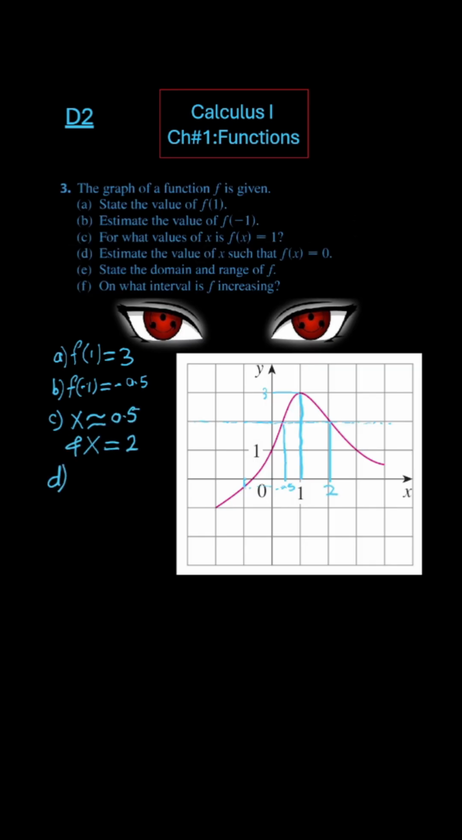For part D, we estimate the value of x such that f of x equals 0. This occurs where the graph crosses the x-axis. From the graph, the curve crosses the x-axis slightly to the left of 0, at about -half. Therefore, x is approximately -half.